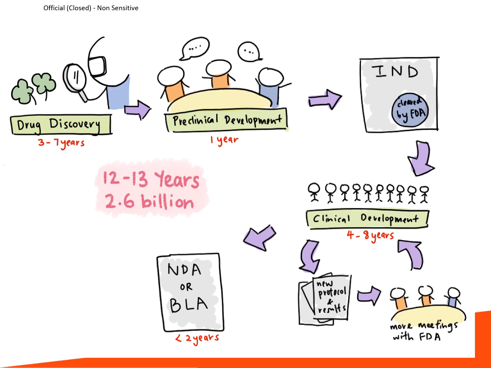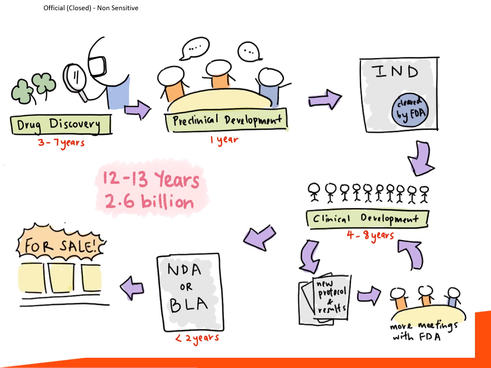If the drug is found to be safe and effective, the company submits a new drug application or NDA for FDA approval so that it can be marketed and sold in the US. So by the time the drug reaches the market, an average of 12 to 13 years would have elapsed since its first discovery, and the cost of research and development is estimated at about 2.6 billion.